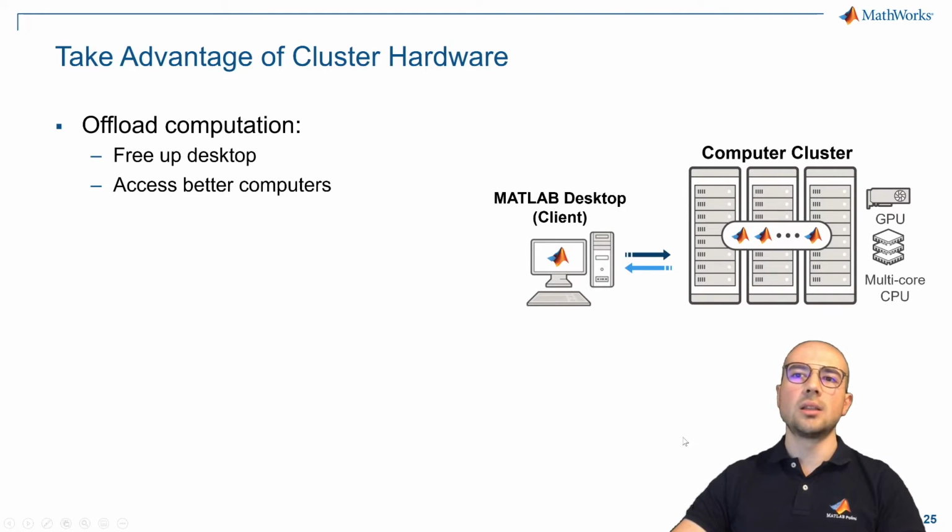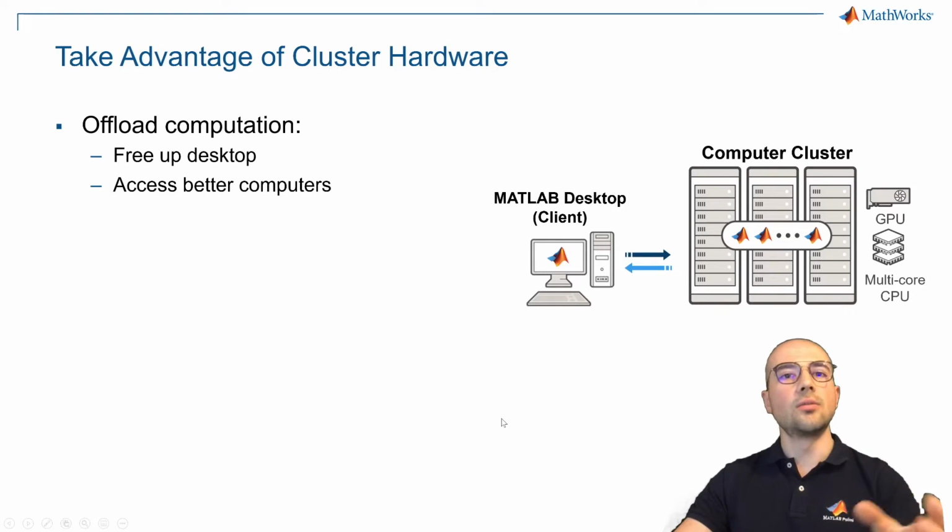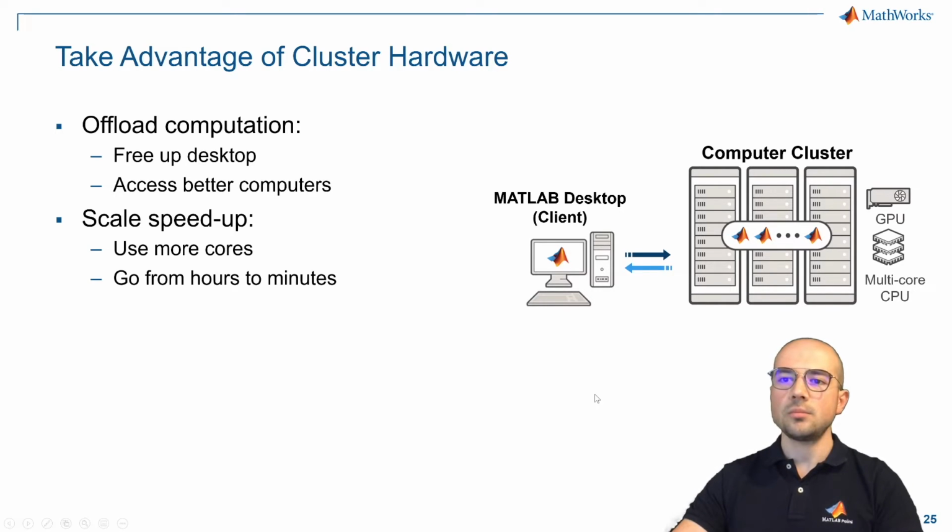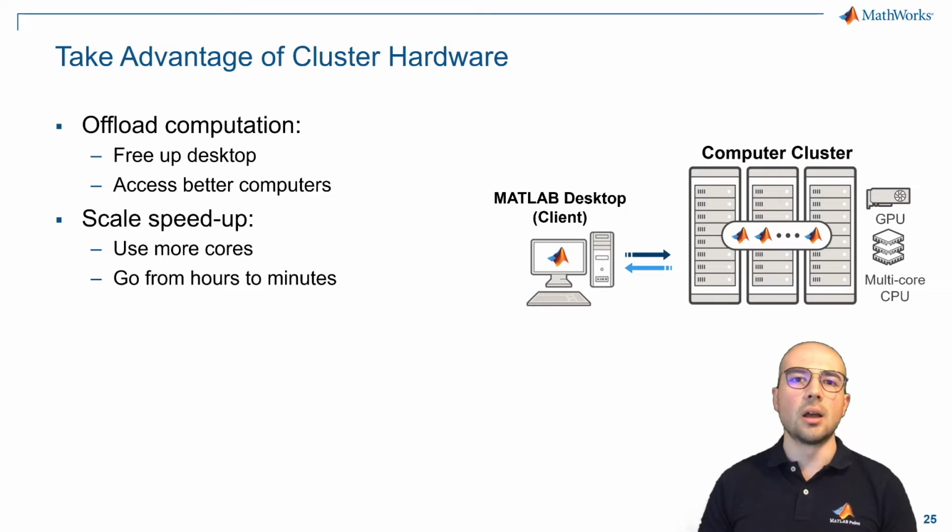First of all, let's look at the advantages. Offloading computation can free up your desktop and allow you to access better computers. So you will not stress your local PC, but you will use some servers somewhere around. Also, these servers are dedicated to computation, so probably they can handle your workload better. Second, this specific computer cluster will use more cores, so they will parallelize better, and they can shrink down the time required for the simulation by a considerable amount.